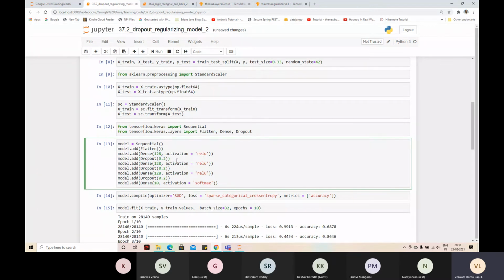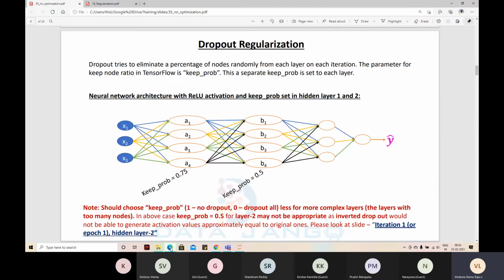In one iteration, it may drop 20 different nodes, and in another iteration, it may drop another 20. That way, it is actually trying to make the nodes equally powerful, randomly equally powerful. So let me show you how dropout works, and then you will understand what I'm talking about.